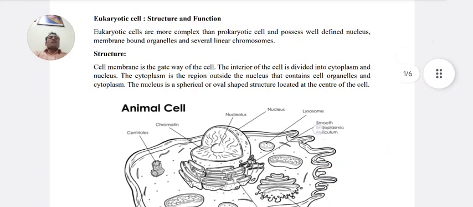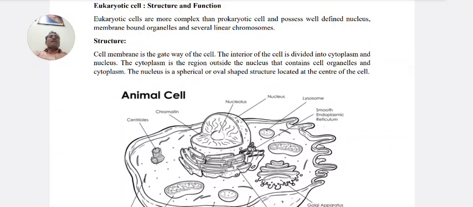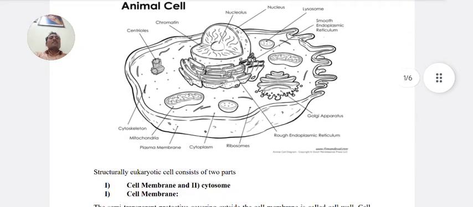Then it is bounded by a cell membrane, which is the gateway of the cell, and the interior of the cell is divided into cytoplasm and nucleus. The cytoplasm is the region outside the nucleus that contains cell organelles. The nucleus is a spherical or oval shaped structure that is located at the center of the cell.